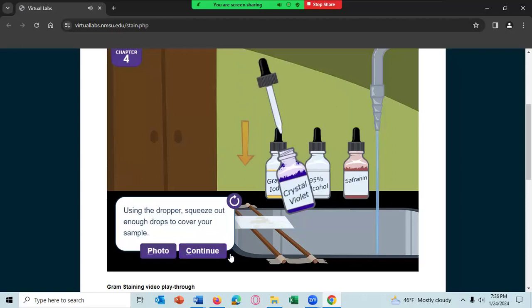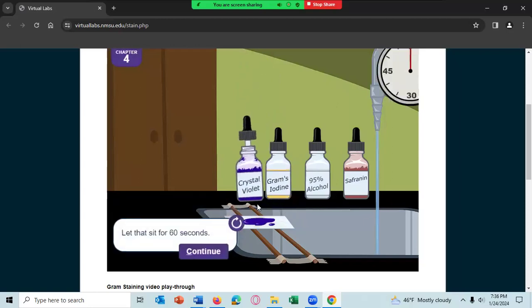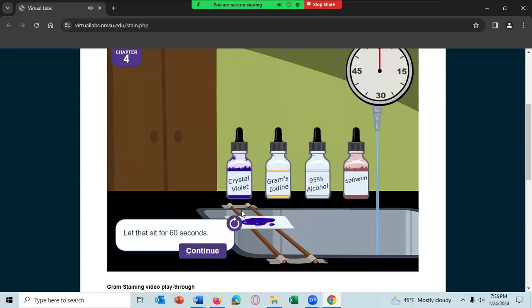Using the dropper, squeeze out enough drops to cover your sample. Okay, the arrow's telling you what to do, so you come up to the arrow and then bring it down. Let that sit for 60 seconds. Put the crystal violet there. All right, any questions about this virtual lab?